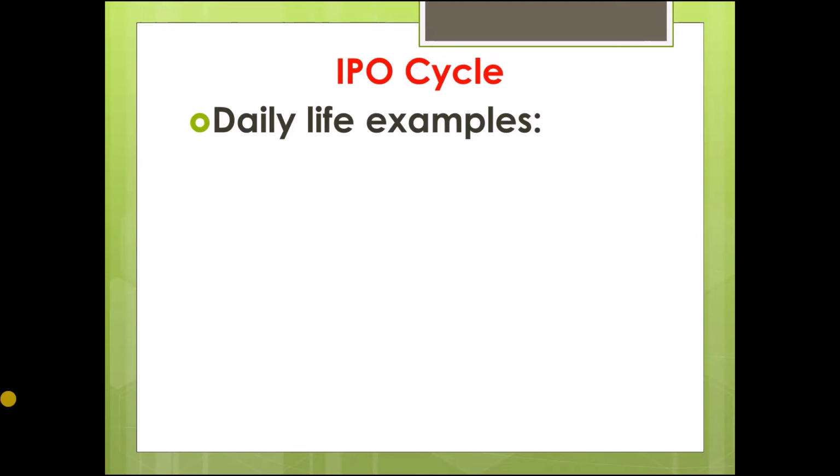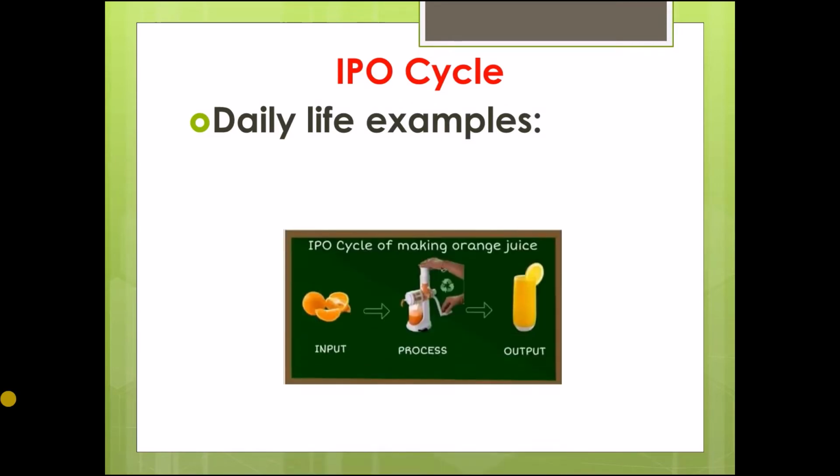So that stands for I. Then happens the processing where all your data gets processed. So that comes P, that is processing. And finally, the result that you get is known as the output, that is O, that is IPO, input, process, and output. Let us check out one daily life example over here.